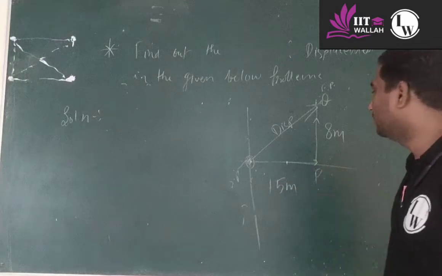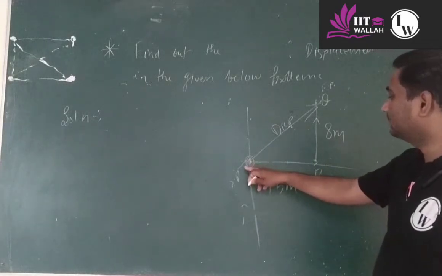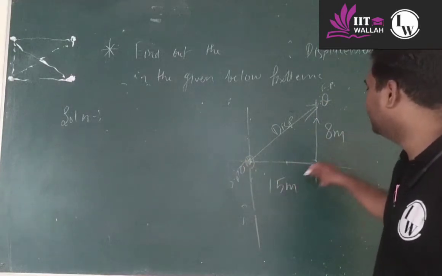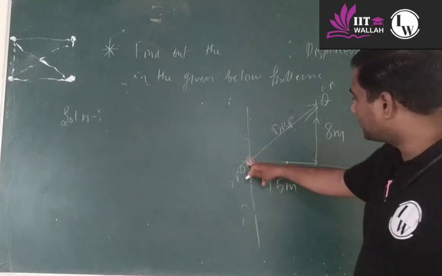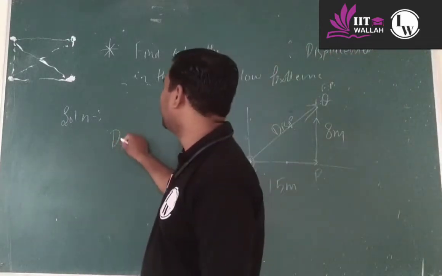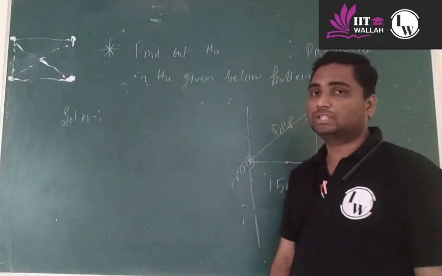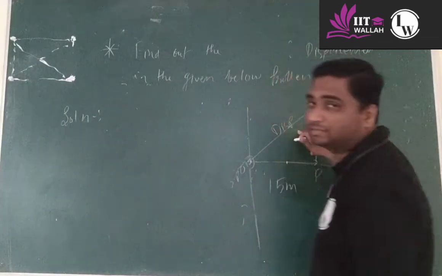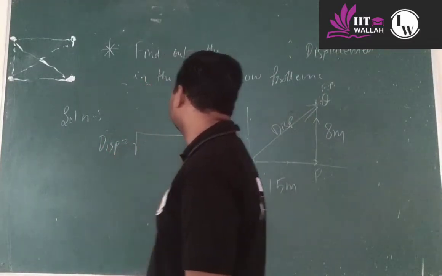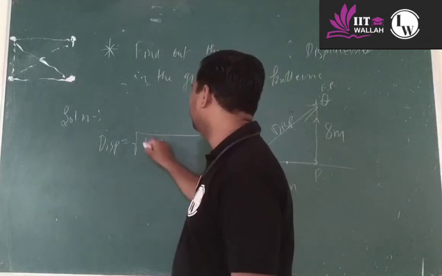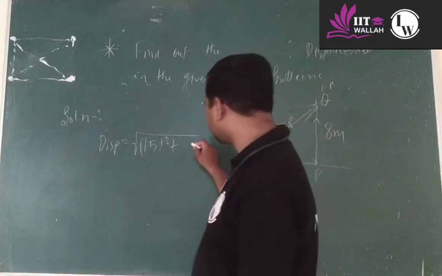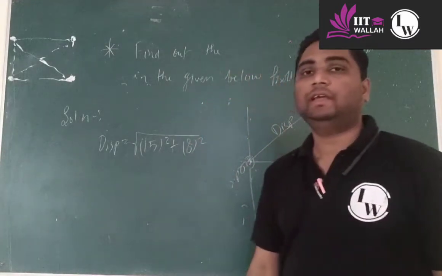Now you have to calculate the displacement. So the person goes from O to P, then P to Q. O to P length is 15 meter and P to Q is 8 meter. So displacement is the shortest distance from starting to final. So you have to apply the same concept, Pythagoras theorem. So displacement is equal to under root of 15 square plus 8 square.